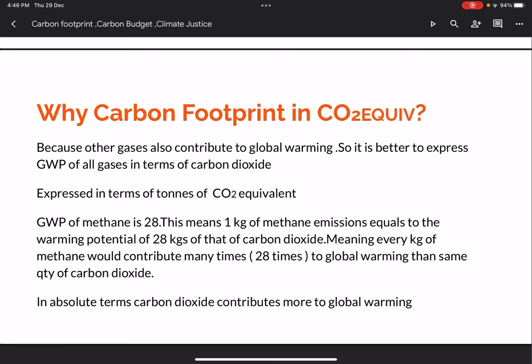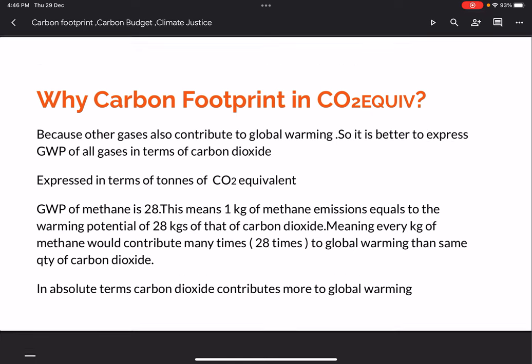Okay, so in other terms, we can say that 1 ton of methane would be equal to 28 tons of CO2 equivalent, carbon dioxide equivalent. So, this is an interesting manner of looking at the carbon footprint. So, carbon footprint of methane is 28 times that of carbon dioxide. Okay, I hope this idea is very clear to you now.